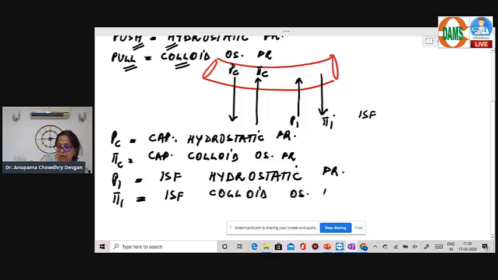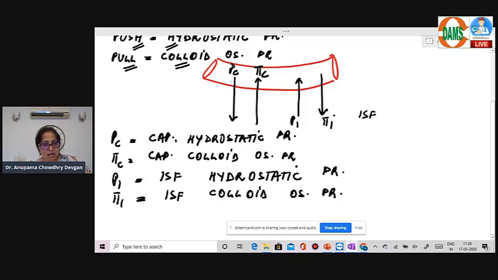Interstitial fluid colloid osmotic pressure. So these are your push forces and pull forces. Please appreciate the direction of the arrows. PC is the capillary hydrostatic pressure. It will push the fluid out of the capillary into the interstitial space. Pi C is the colloid osmotic pressure, which will pull the fluid back into the capillary.